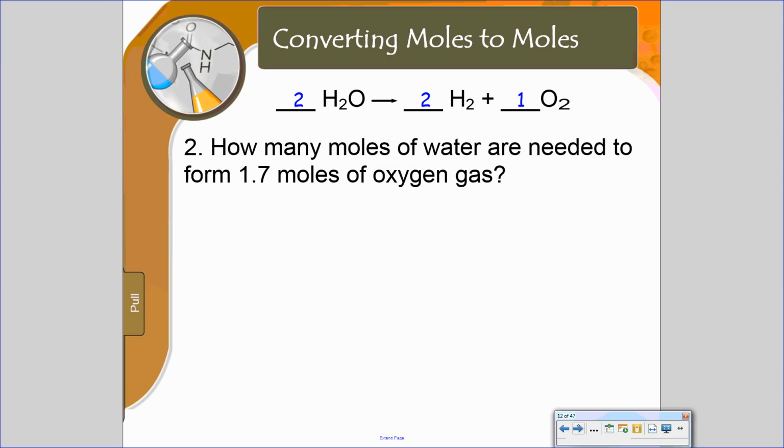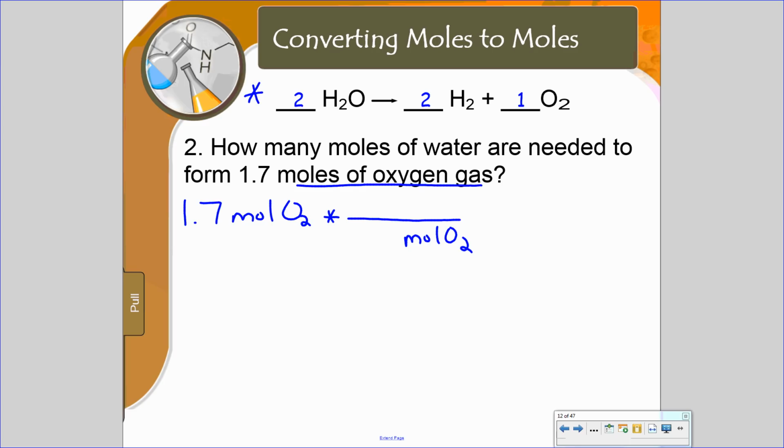Right, for the next one, how many moles of water are needed to form 1.7 moles of oxygen gas? Oh, we already have a balanced equation. Once again, that's the most important step, to make sure you have that balanced equation. All right, so then we're going to write down the given, 1.7 moles of oxygen gas. And whatever unit's up top comes down on bottom. And then moles of oxygen gas, we're trying to get to moles of water, so we'll go to moles of water.